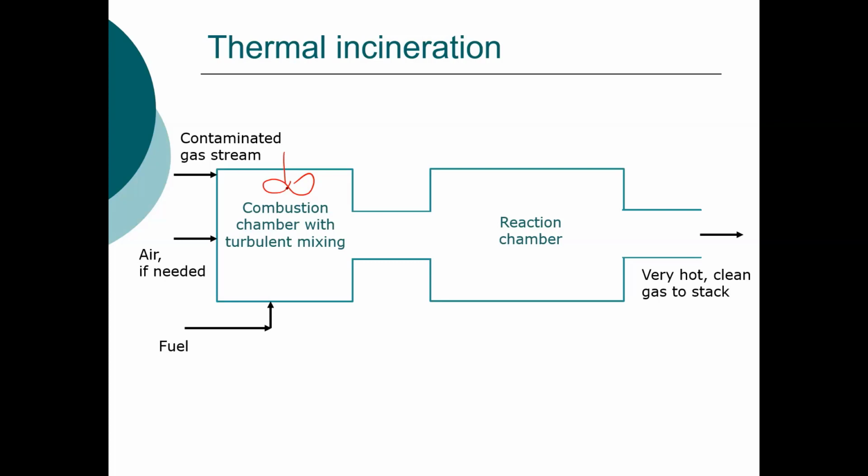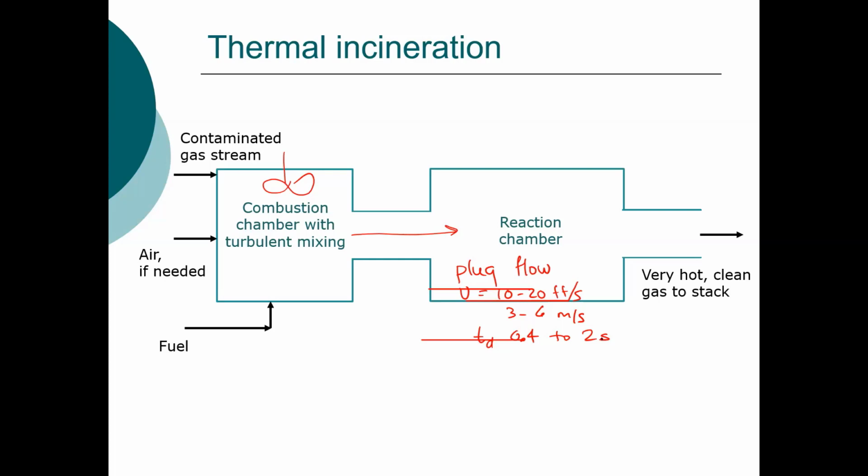The gas then flows from there into a reaction chamber, and this typically operates using plug flow conditions with a velocity of about 10 to 20 feet per second, or 3 to 6 meters per second. Residence times are typically from about 0.4 to 2 seconds. So very, very short residence times.